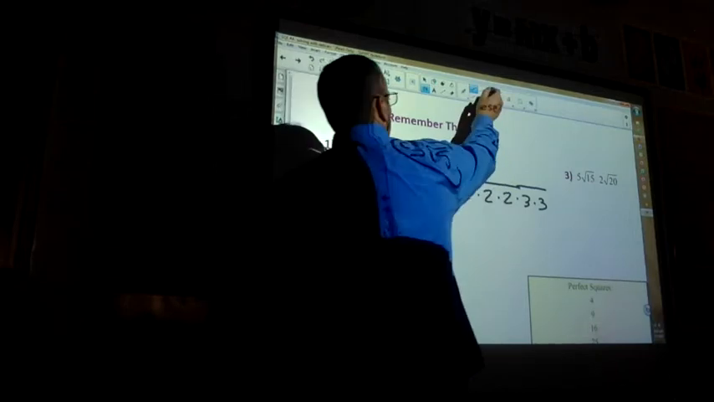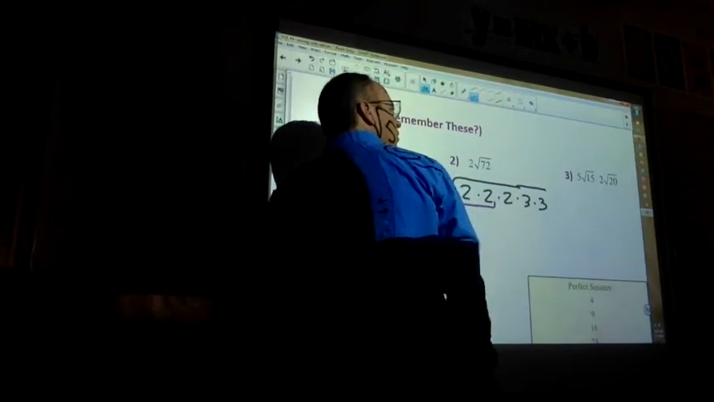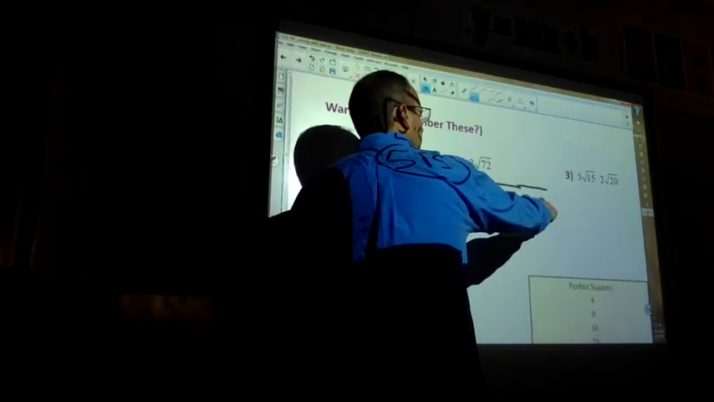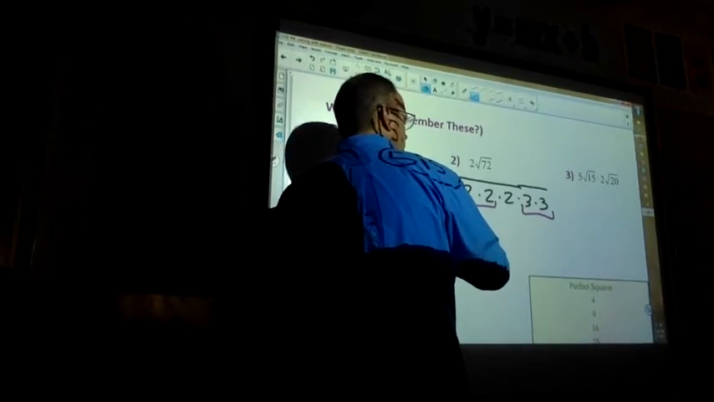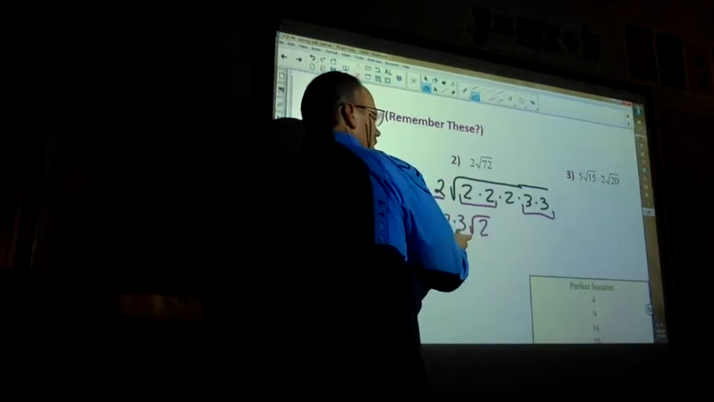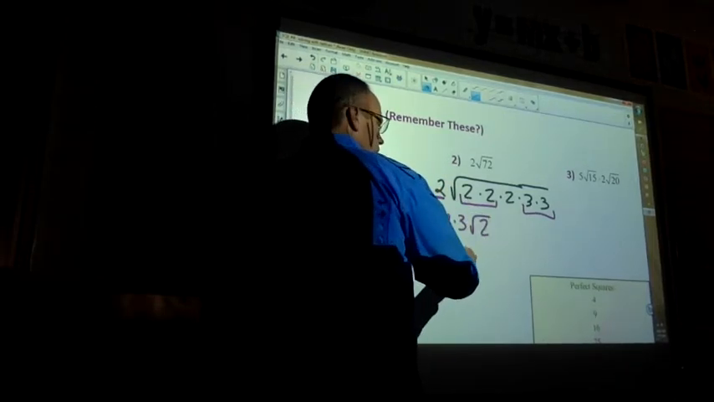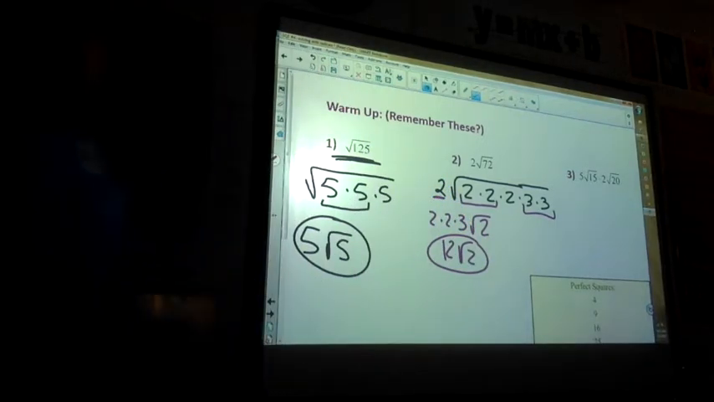So how many of a kind am I looking for right now? 2. So this comes outside, and 3. So the square root of that is what? 2. The square root of that is what? 3. I have this 2 already outside, so I have 2 times 2 times 3. What's still left inside? 2. What should I do to clean that up? Multiply. 2 times 2 times 3 is 12. So 12 square root 2 is the cleaned up version of 2 root 72.